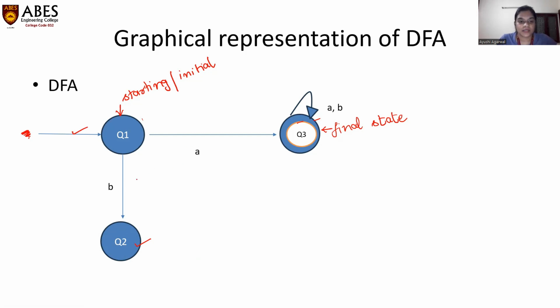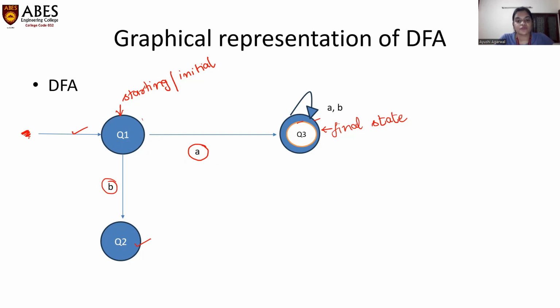Next, let us discuss the other arrows. As we have stated, a DFA has a transition from one state to another state, as shown over here, from state Q1 to state Q3. But via which input symbol? Via the input symbol A. So by reading input symbol A, state Q1 makes a transition and moves to state Q3. Similarly, from Q1, by reading symbol B, it moves to another state Q2. Now, the question might arise among you: why have we not moved to the same state Q3 by reading symbol B?